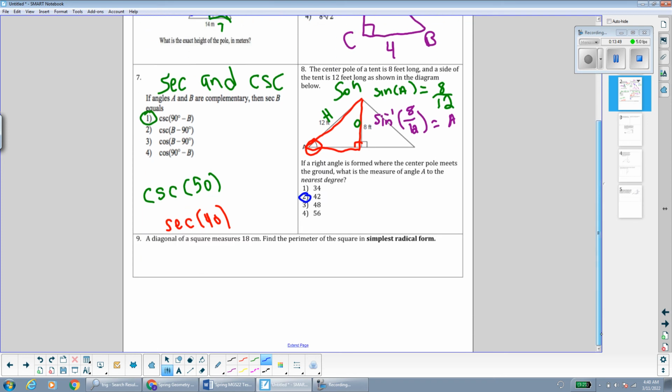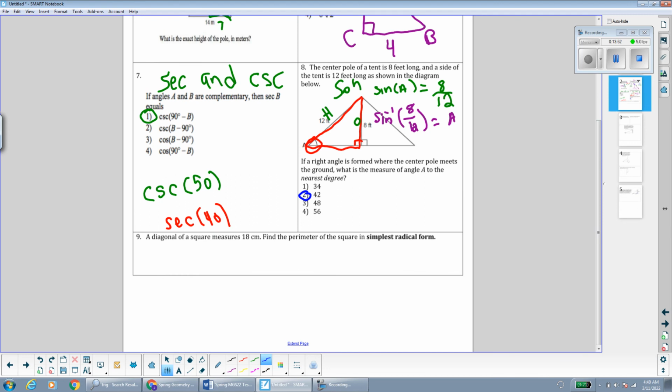Number 9 says a diagonal of a square measures 18 centimeters. Find the perimeter of the square in simplest radical form. So here's my square, and I know that the diagonal of the square is 18 centimeters. Remember that squares have all 90-degree angles, and the diagonals bisect the angles because squares have all the properties of a rhombus. So this 90-degree angle is being split equally in half, and so is this one. So what we have here are two 45, 45, 90 triangles.